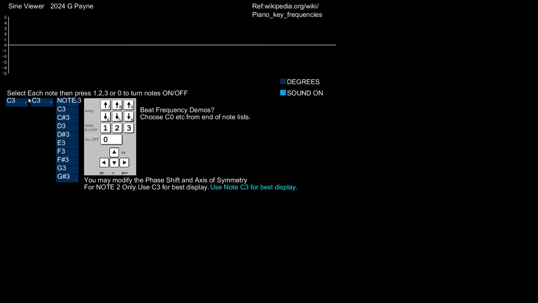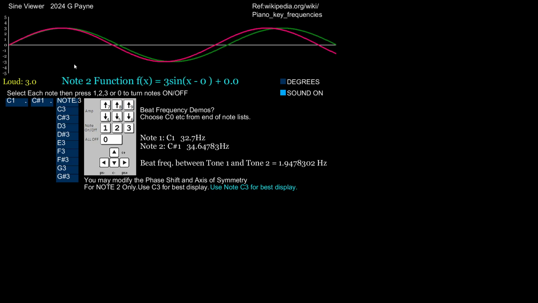Now we'll demonstrate beat frequency. Because beat frequencies are easier to hear at lower frequencies, at the very bottom of these lists we have some lower notes. So I'll pick a C1 and a C1 sharp. So I'll turn on note 1 and then note 2. You're hearing that wah, wah, wah, wah. That's about 2 hertz. It's showing us the beat frequency between tones 1 and 2 is approximately 2 hertz. So you can use this to demonstrate beat frequency.